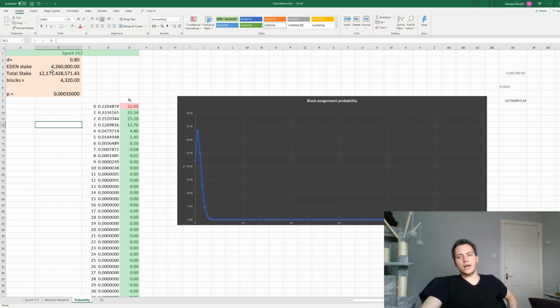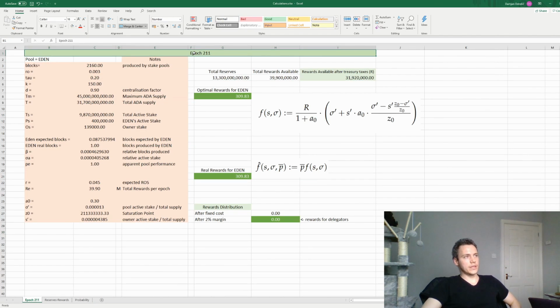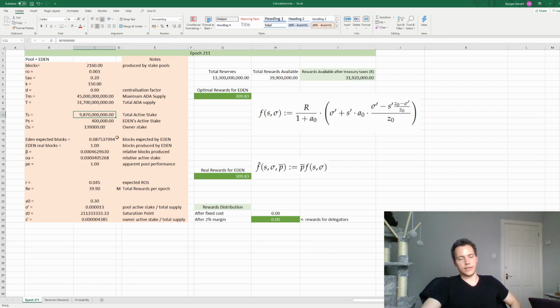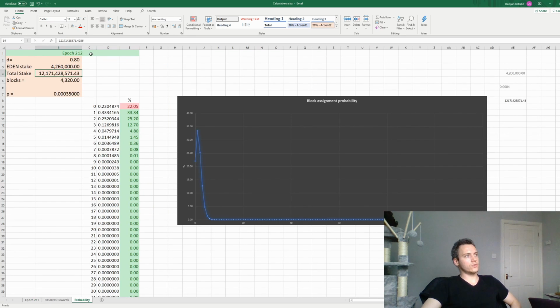So again, I'm taking my pool as an example, and it's going to have 4.26 million active stake in epoch 212, so a little bit less than in epoch 211. And the total stake, you notice that it also is changed. So from the snapshot that is active in epoch 211, when the total active stake was 9.87, in epoch 212, the snapshot that is active has more ADA stake, so the total stake is higher.